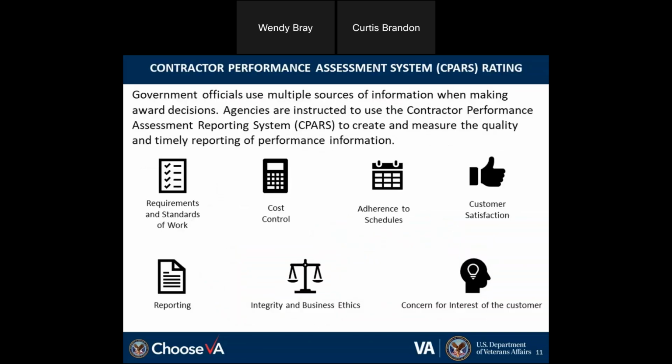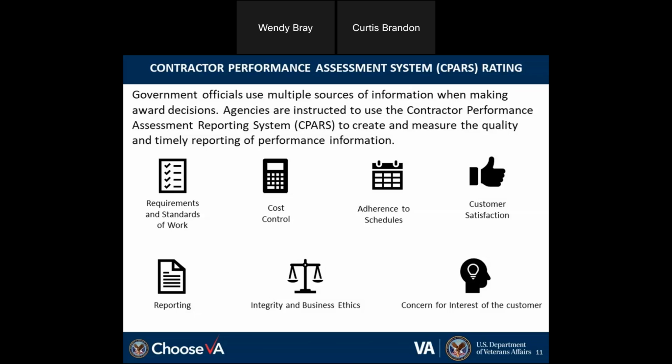The Contractor Performance Assessment Reporting System, CPARS, is used to create and measure the quality and timely reporting of performance information. As I continue throughout this presentation, I will say CPARS, so for those unfamiliar, that is what I'm speaking about. Now, in CPARS, government officials can objectively evaluate performance and review relevant performance and integrity information before making an award decision.